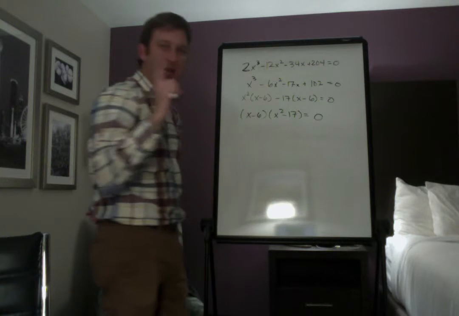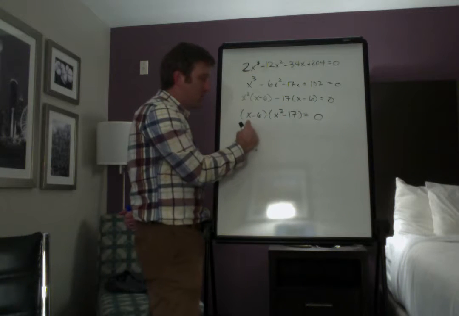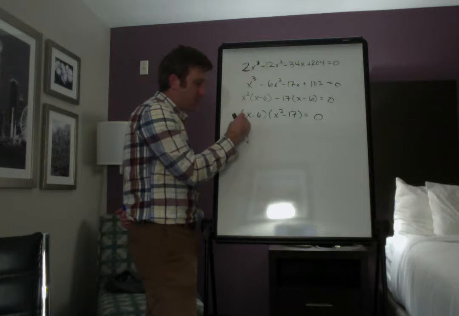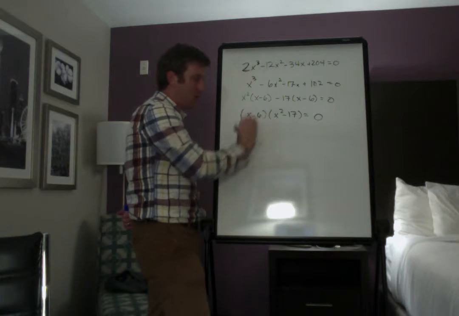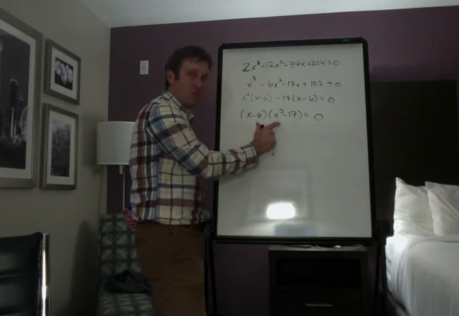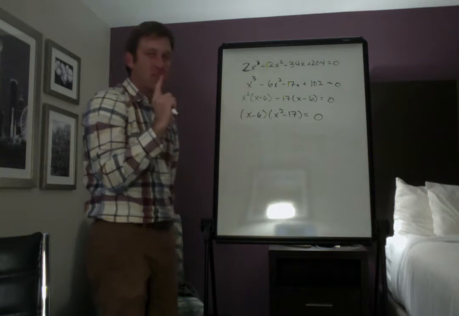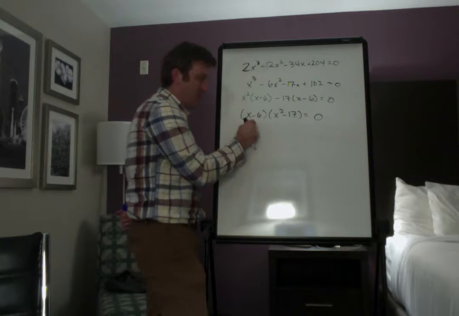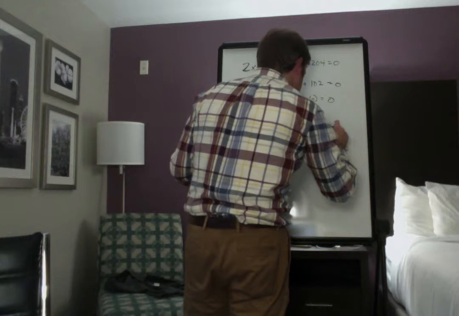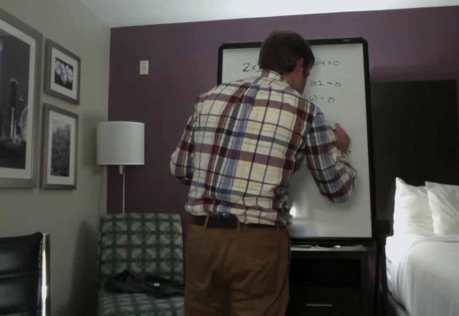Okay? So now I see that one of my zeros is 6. Okay? Because if I plug in 6 for x, it'll make this 0. Therefore, this whole left side will be 0 because these two things are being multiplied together. So one of my zeros is x minus 6. Write that over here, or x equals 6 is one of my zeros.